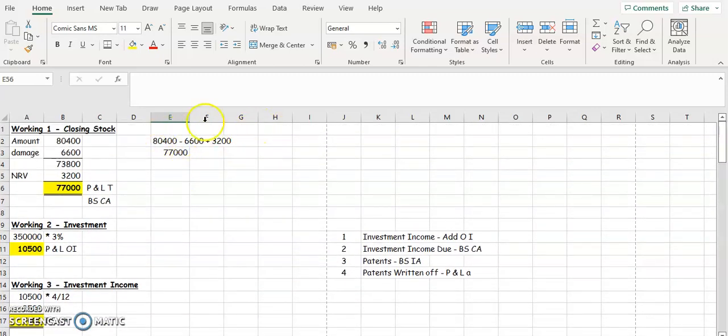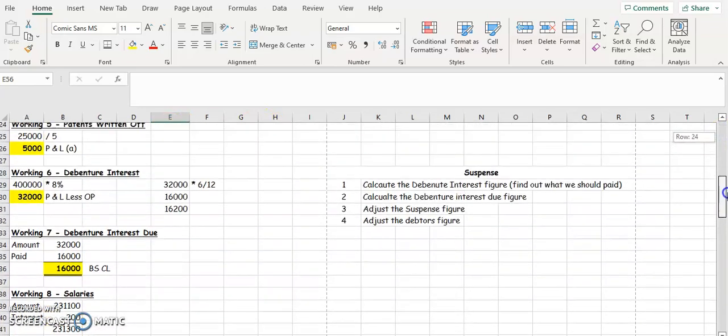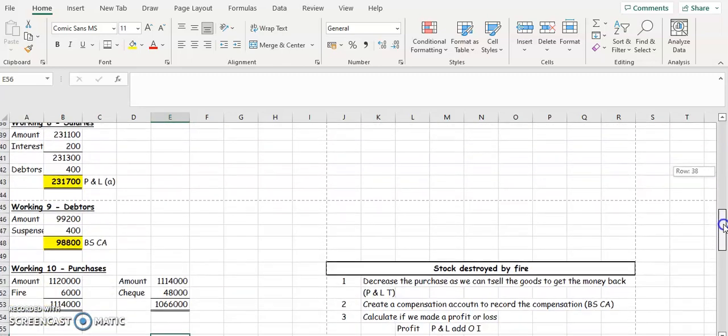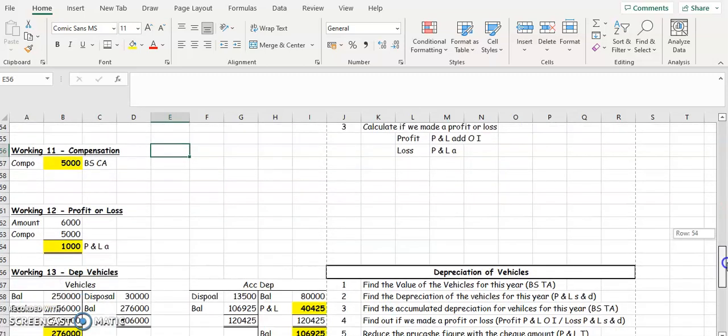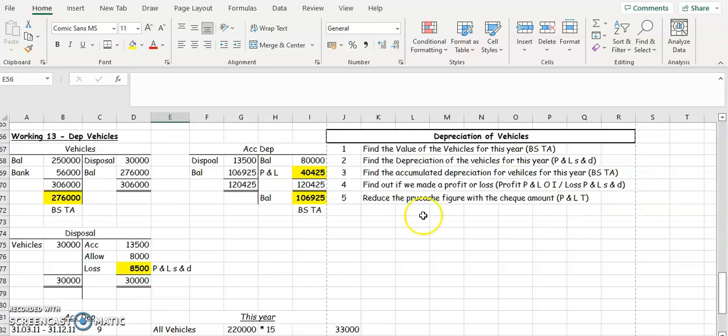Alright, so once again, these can be going across just like we did up here. You can have them going across like this. I'm just doing it for teaching purposes, and I'm having them each side by side, like I have here. Okay, so when you get your depreciation, 5 things that you're always going to have to do: find the value of the vans for this year, find the depreciation of the vans for this year, find the cumulative depreciation for the vans for this year, find out if you made a profit or loss, and reduce the purchases.